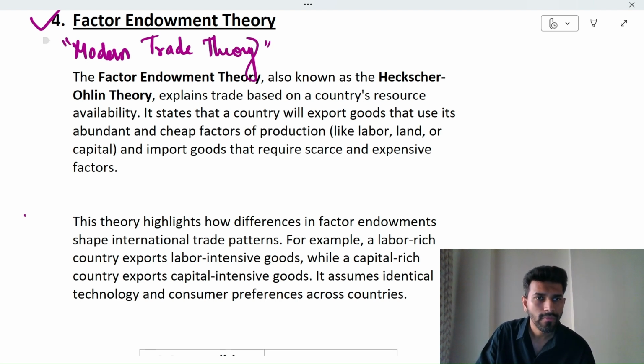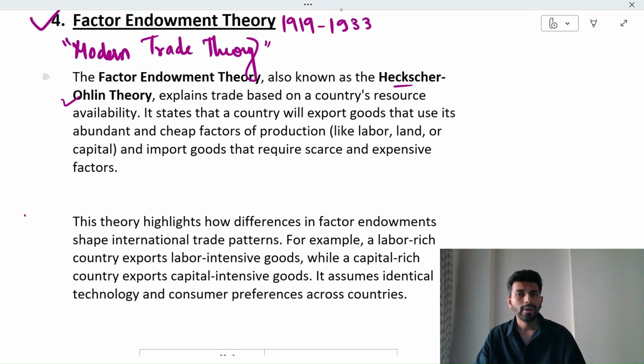It was developed in the year 1919 by Eli Heckscher, and it was further extended in the year 1933 by his student Ohlin. So this is why it is also called Heckscher-Ohlin theory or HO theory. It was developed by Eli Heckscher and his student Bertil Ohlin.